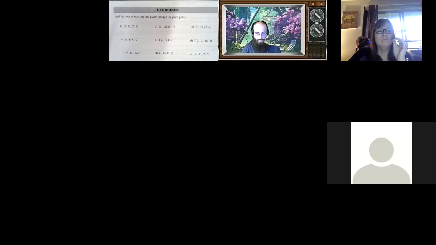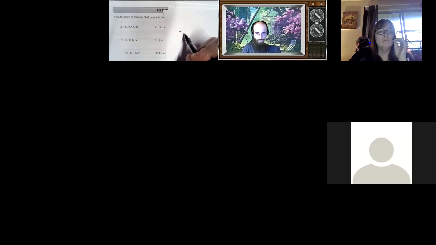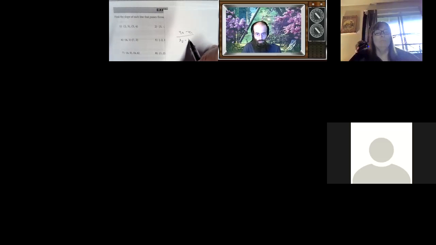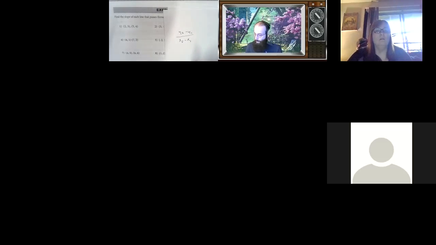And the slope formula is kind of weird. It's a little bit backwards. It is y2 minus y1 over x2 minus x1. And right now that doesn't mean a whole lot.